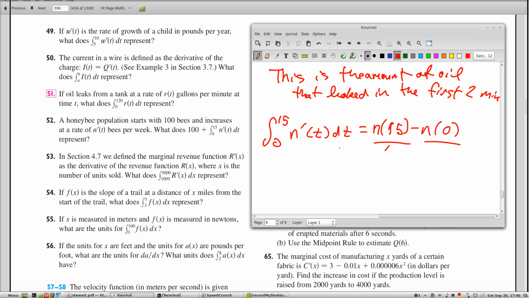And so they're adding 100 here. This is also 100, isn't it? And so the 100s are canceling, and so the final answer is just n of 15. And that is just the number of bees present at the 15th week.